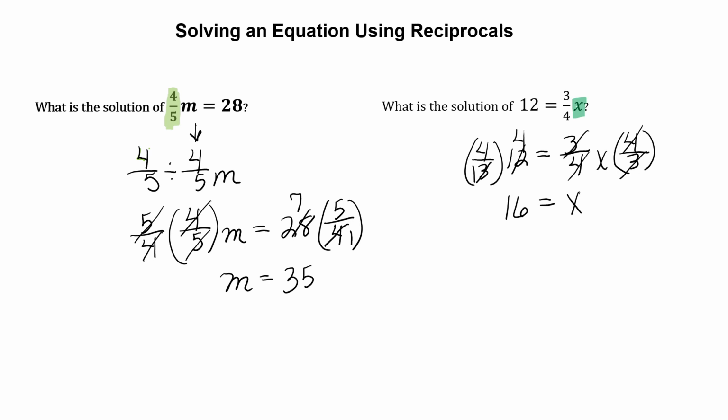Okay, and you can always check your work. Let's do that just so we know we got this correct. Then this is going to be 16. 12 equals, this is going to be 1, this is going to be 4, and there you go. That comes out correct.